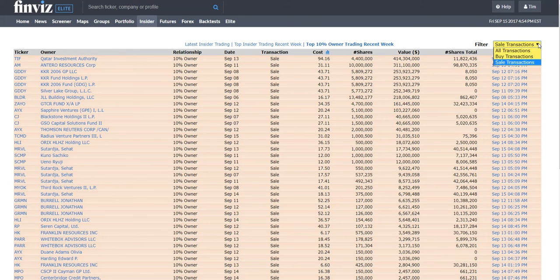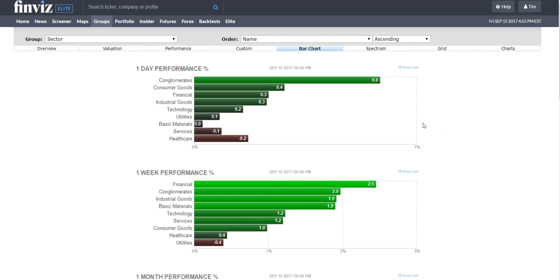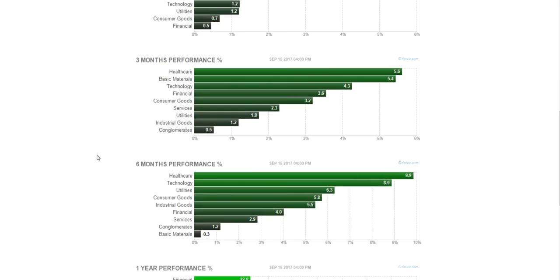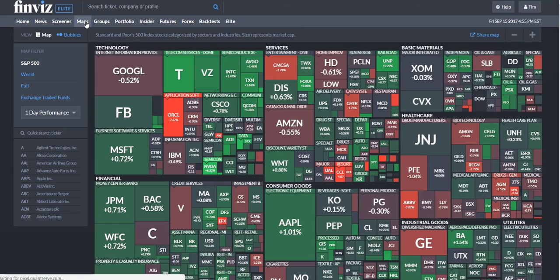So, a lot of fantastic tools with this. You could build a portfolio. I don't, because I've got my brokerage accounts that I have my portfolios in. So you could look at groups. It'll give you performance ratings on specific groups. There's a lot of good stuff here that, like I said, I probably underutilize.